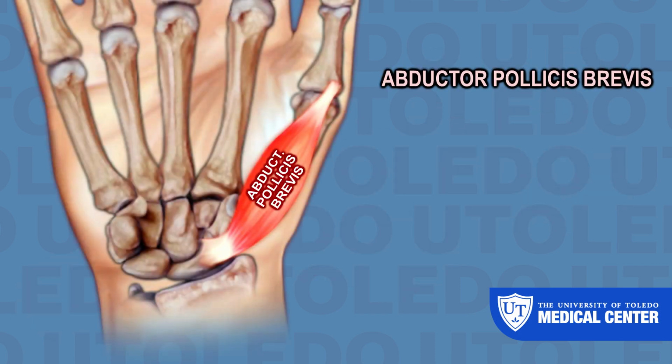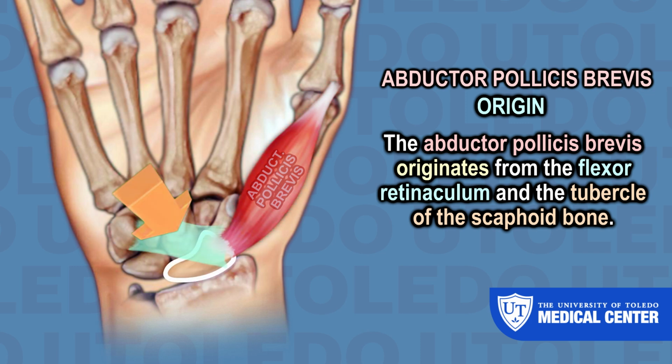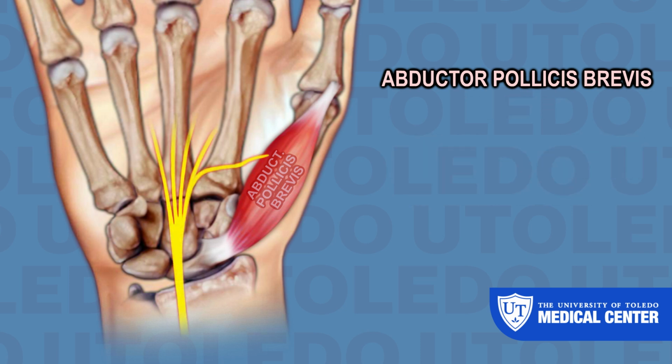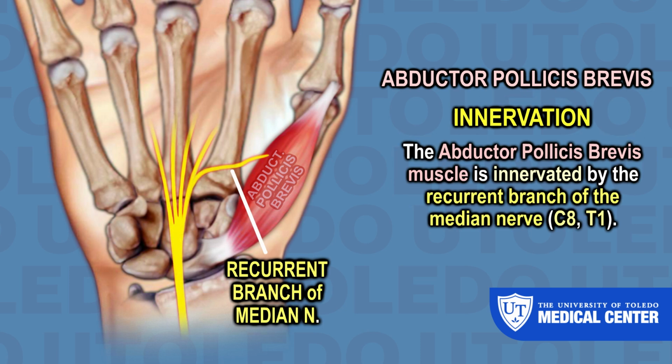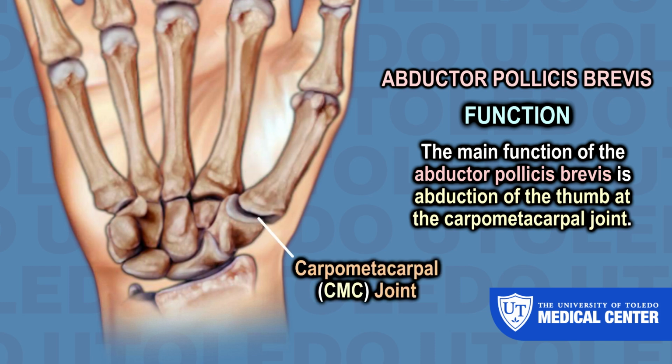The abductor pollicis brevis originates from the flexor retinaculum and the tubercle of the scaphoid bone. It is inserted into the lateral side of the base of the first phalanx of the thumb. The abductor pollicis brevis muscle is innervated by the recurrent branch of the median nerve, C8-T1. The main function of the abductor pollicis brevis is abduction of the thumb at the carpo-metacarpal joint.